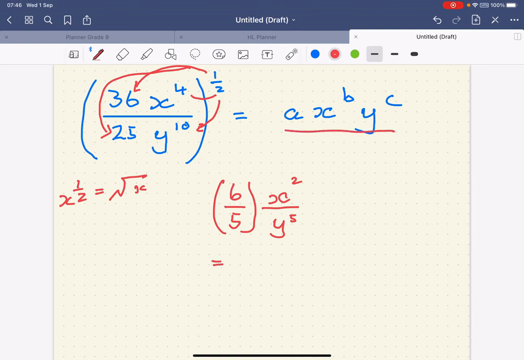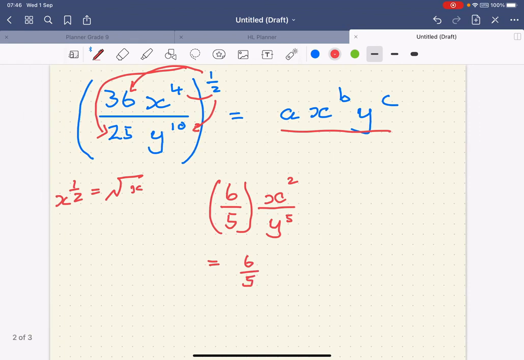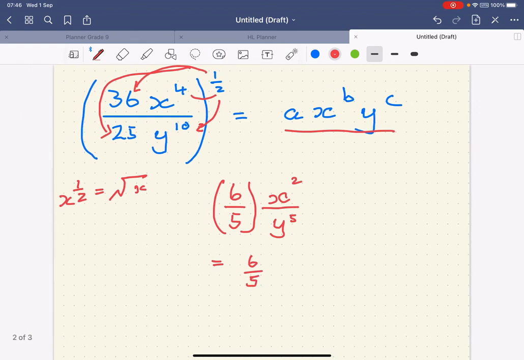So this is going to give me the big A number, the thing called the coefficient. That's going to give me 6 over 5. And then x squared is already on top. And then remember, when I bring that y up to the top, it becomes negative 5.